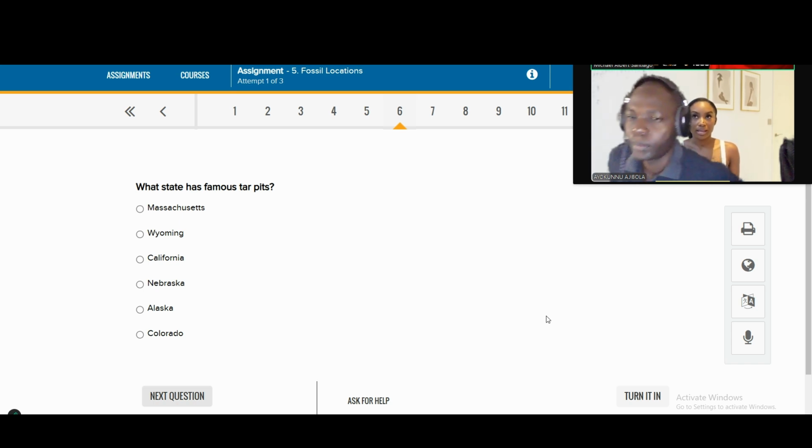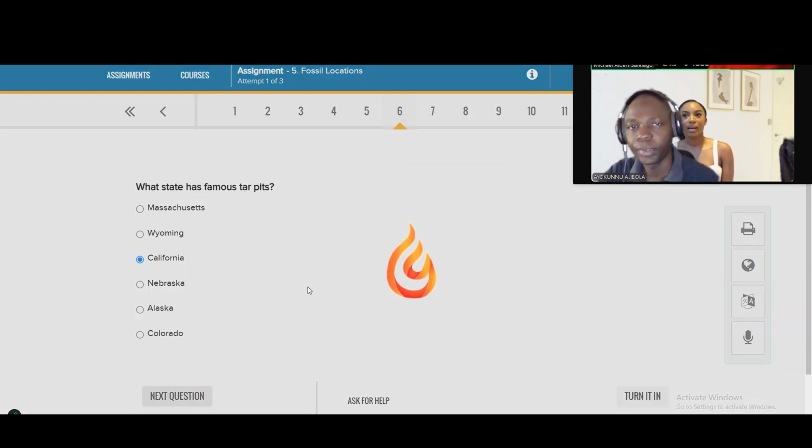Then, what state has famous tar pits? If you remember, we mentioned something about tar pits. Yeah, read the question. What state has famous tar pits? That's what? California.